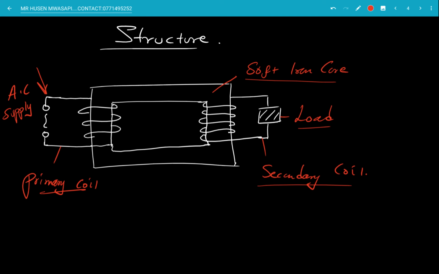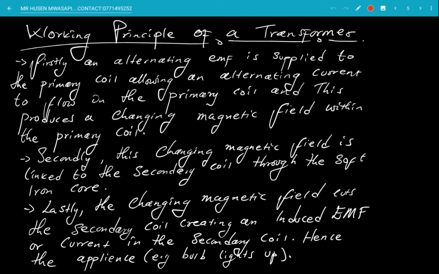Now that we know the structure, we can quickly look at the working principle of a transformer. This working principle of a transformer is simply one of the questions that are phrased by the ECZ. So be mindful of this. When it comes to the working principle of a transformer, how it goes is in this manner. Firstly, an alternating EMF, which is simply just the voltage, is supplied to the primary coil. Now, this supplied EMF is the one that allows an alternating current to flow in the primary coil, and this produces a changing magnetic field within the primary coil.